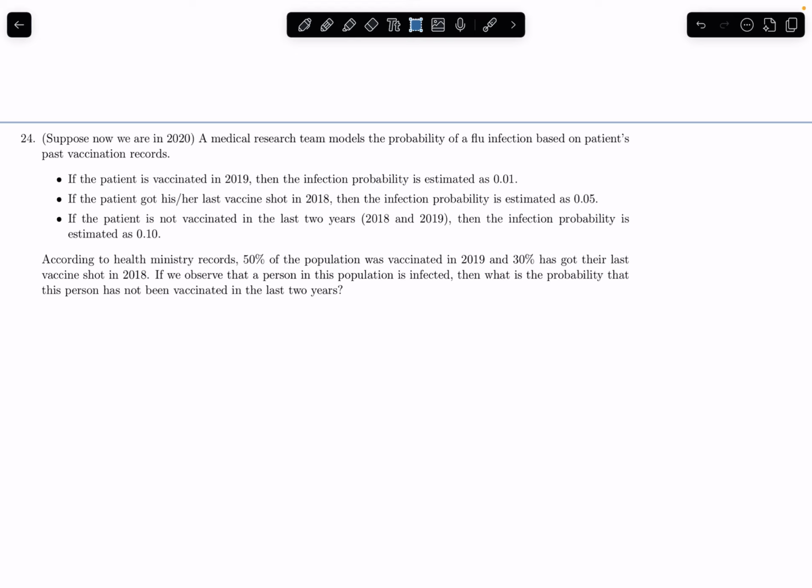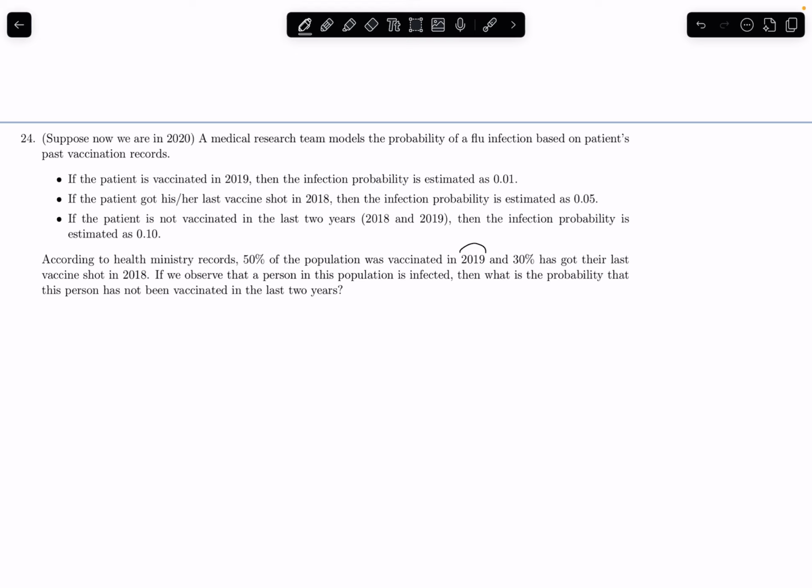estimated as 10%. So, according to Health Ministry records, 50% of the population was vaccinated in 2019. 30% has got their last vaccine shot in 2018. If we observe that the person in this population is infected, then what's the probability that this person has not been vaccinated in the last 2 years?